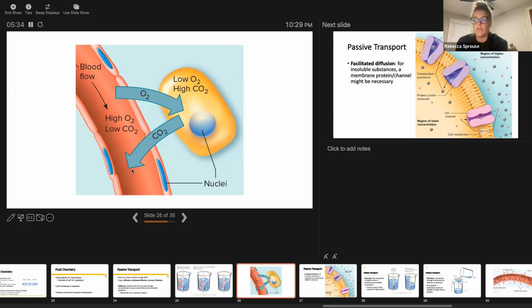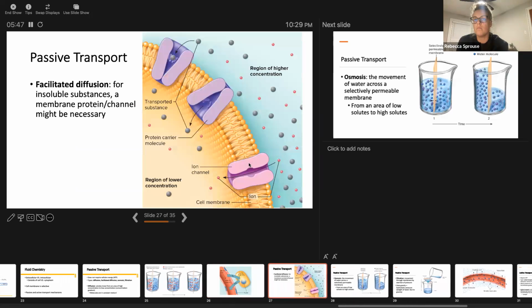And that's going to be into the blood vessel. And what we will talk about when we get to the respiratory system and cardiovascular system is that then this carbon dioxide is going to be delivered to the lungs, and it's going to be exhaled.